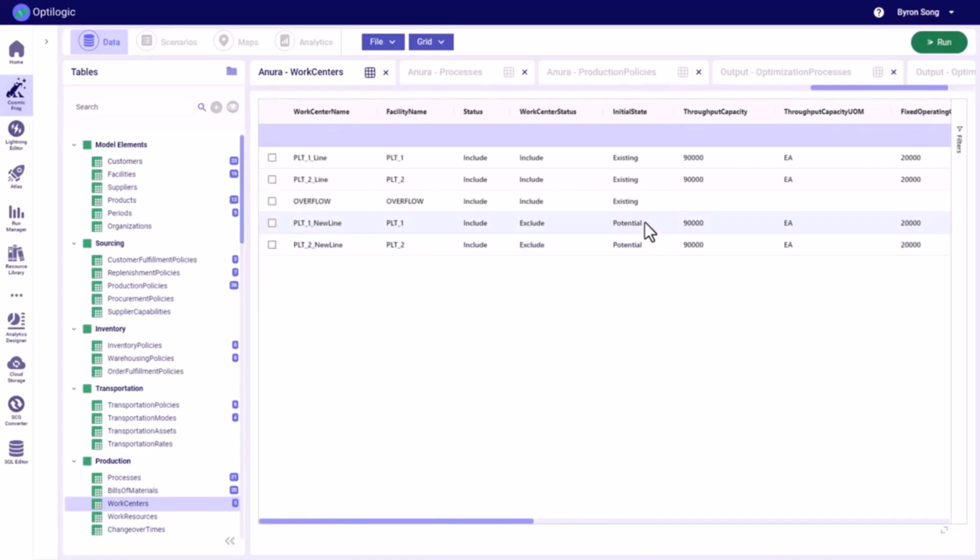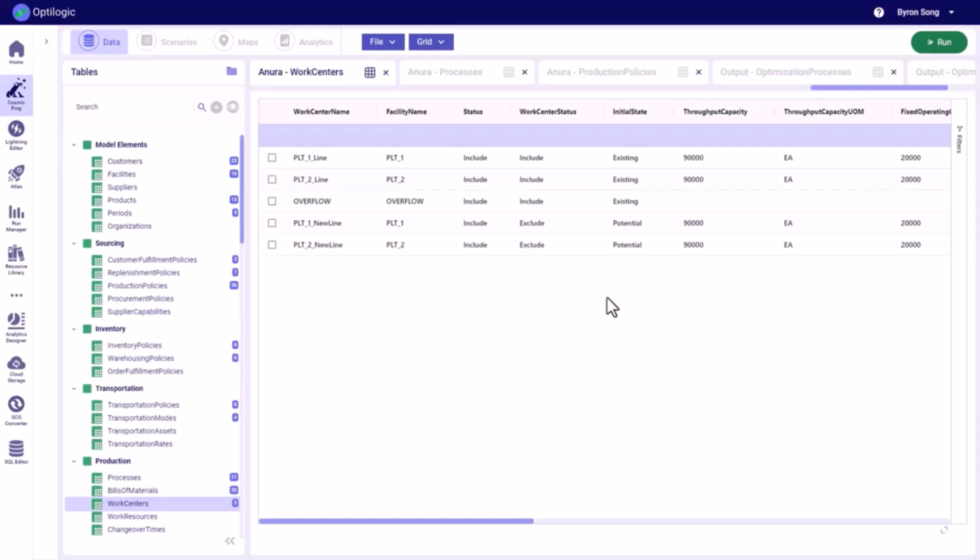And you can see the initial state of these new lines are set to be potential. The work center status is set to be exclude, so they are not being considered in the baseline. Later we're going to use scenario to switch them on so that the model will consider open them, but that will only happen if it's necessary, because it comes with fixed operating cost and fixed startup cost.